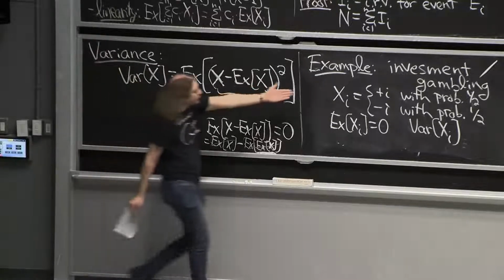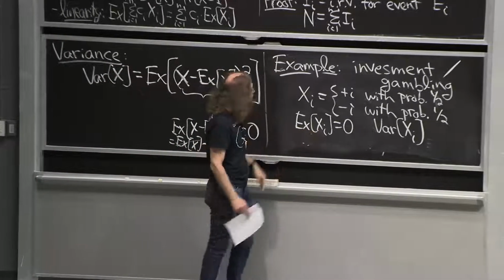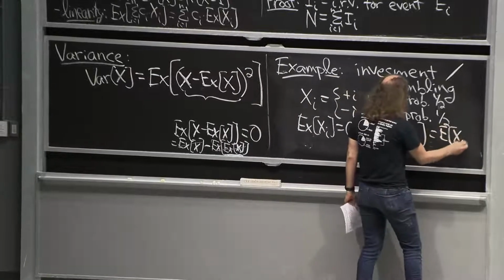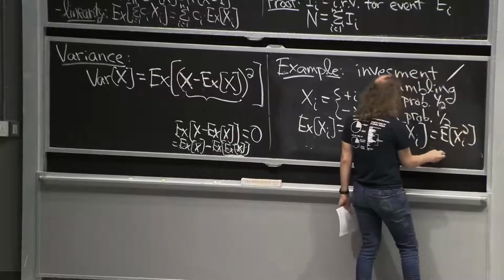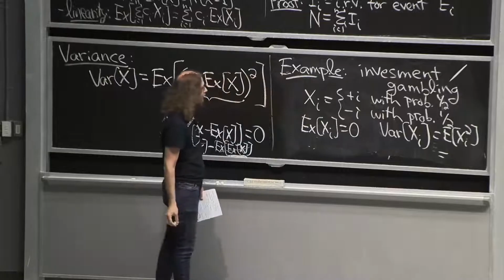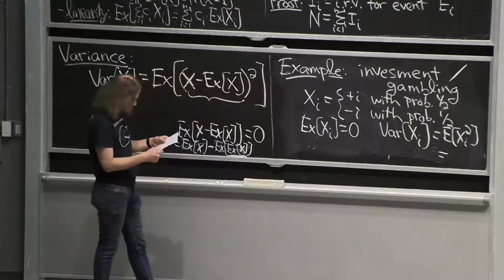In this example, the expectation was already 0. And so the variance of Xi is just the expectation of Xi squared, which is... let me see if I get this right.